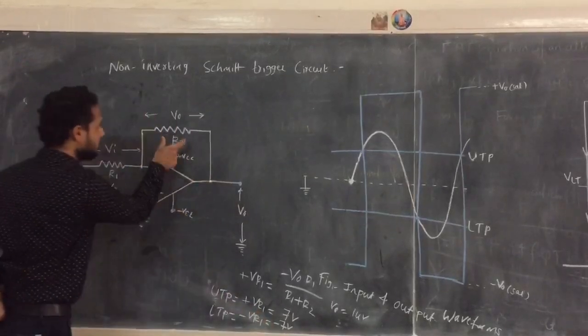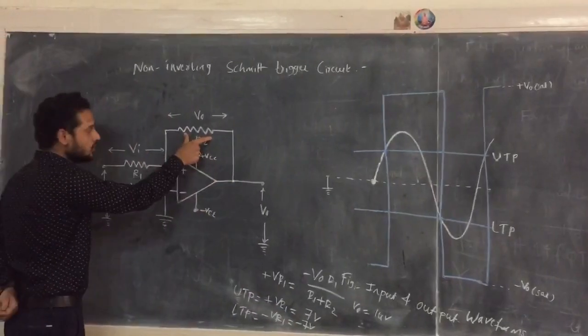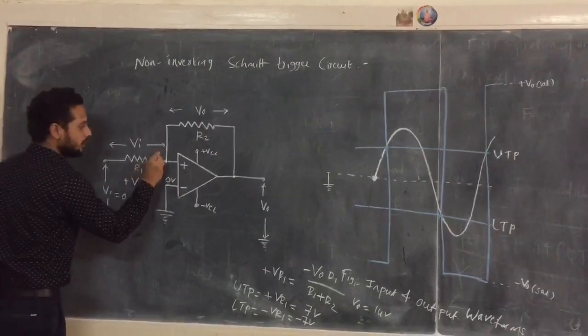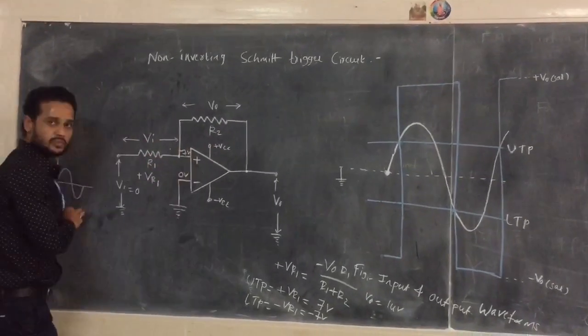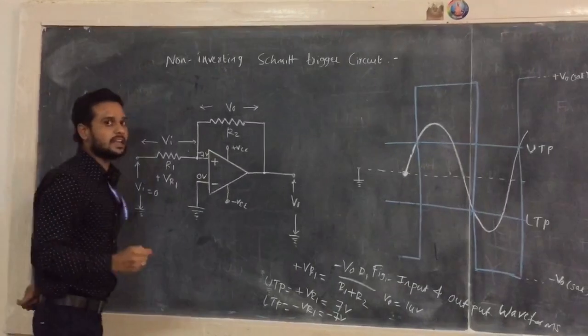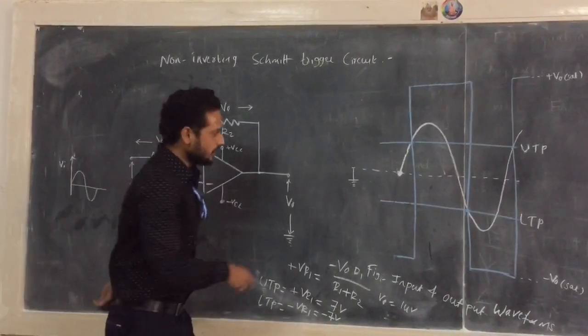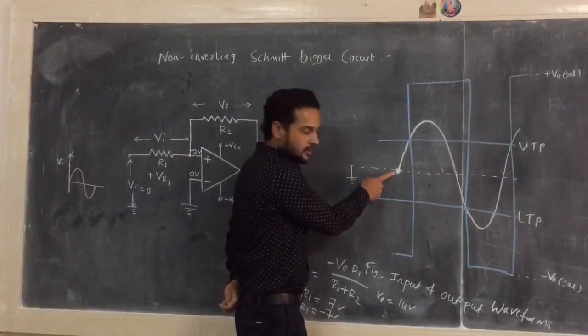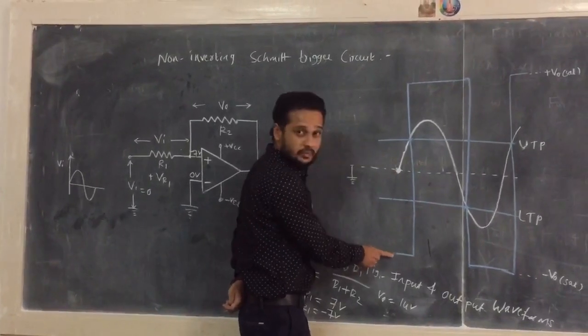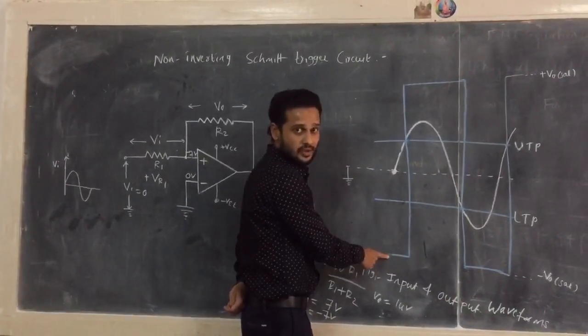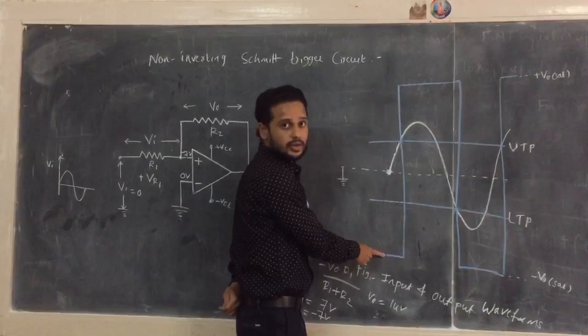Now, output voltage will be developed across this resistance R2. So this minus 7 volt will be fed back as input here. This will be minus 7 volt. Now you can raise a question here. When input voltage is 0, why does the output voltage remain at minus V0 saturation? A very important thing to be considered here.